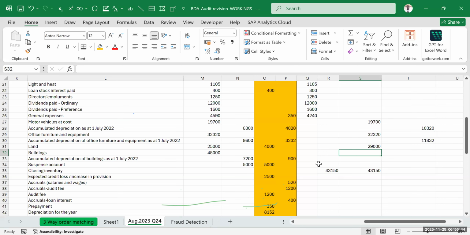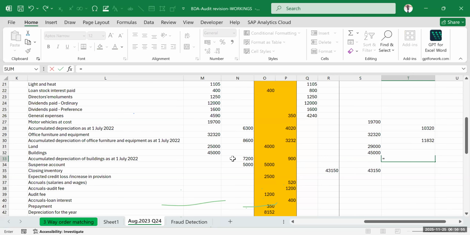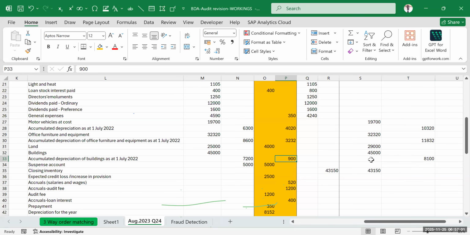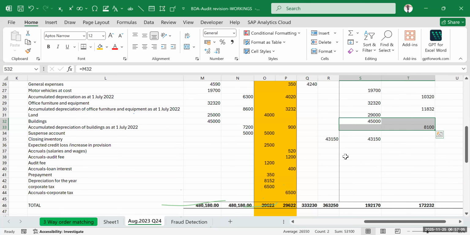Then we come to buildings, which did not have an adjustment at cost. So we just recognize it there. But accumulated depreciation was adjusted the same way we've done with the motor vehicle. So we add the two to have the total accumulated depreciation. The net effect will be the net book value.